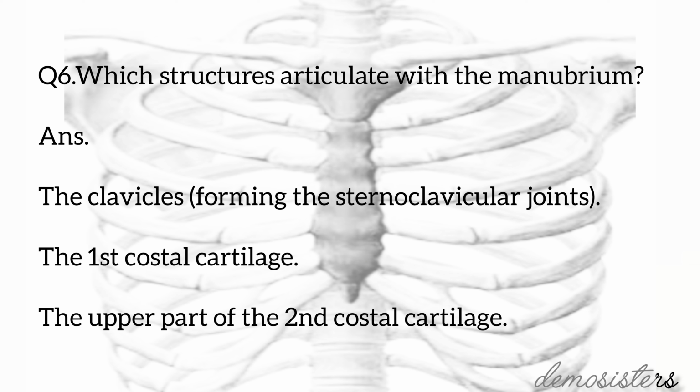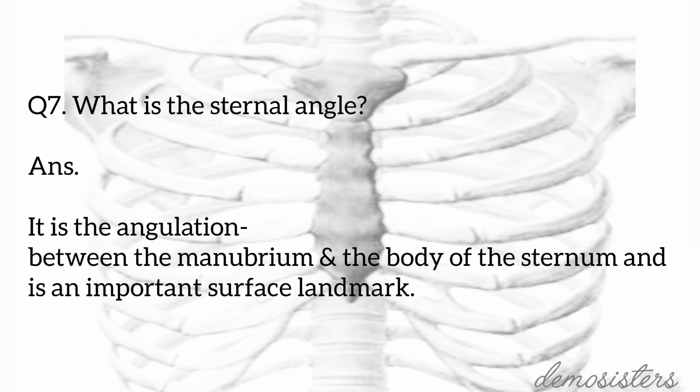Which structures articulate with the manubrium? The clavicles, forming the sternoclavicular joints. The first costal cartilage. The upper part of the second costal cartilage. What is the sternal angle? It is the angulation between the manubrium and the body of the sternum, and is an important surface landmark.